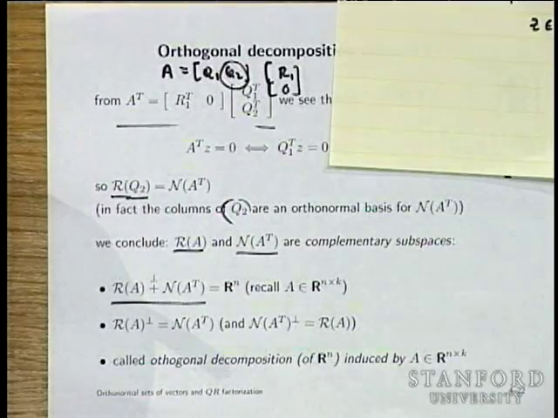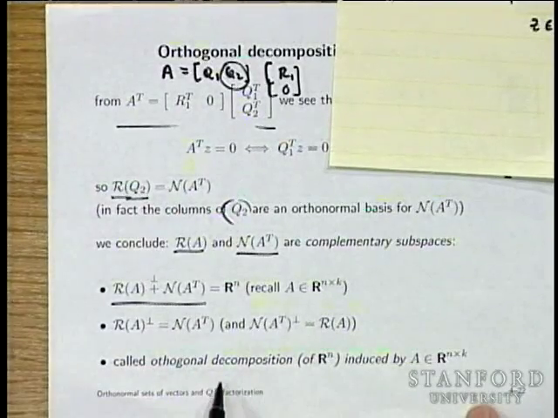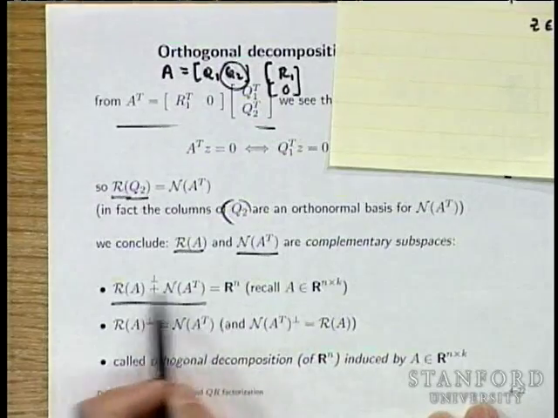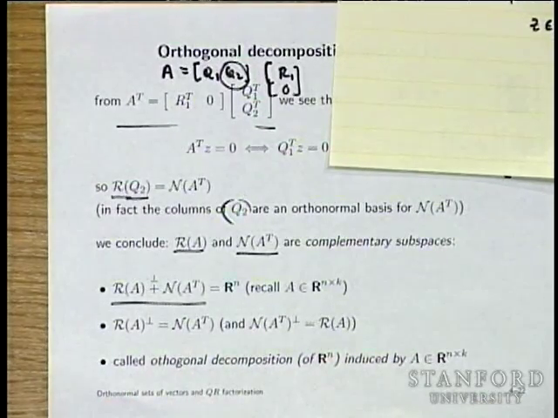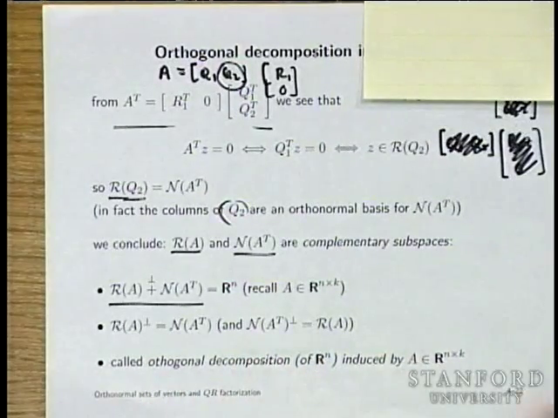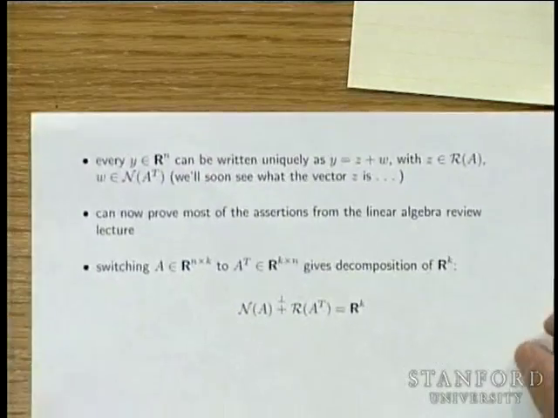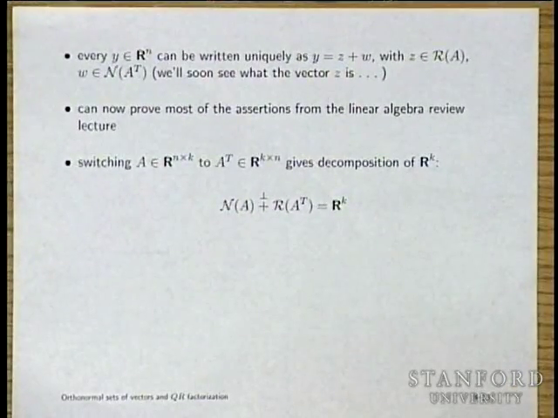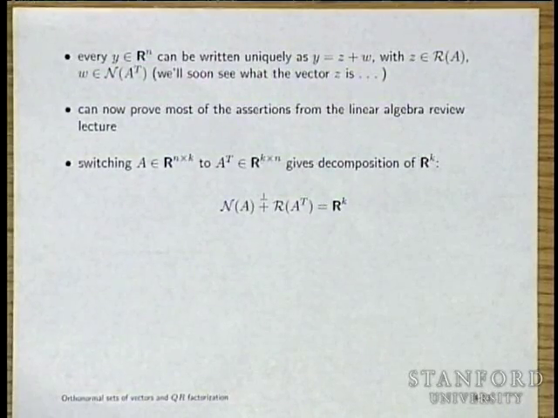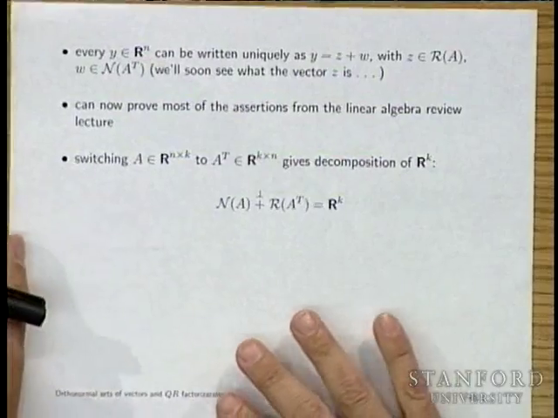Okay? That's what it means. And so people call this the orthogonal decomposition of Rn induced by the matrix A. That's the name for this. And once you know this, we now have a constructive method for doing this. In fact, we simply apply the modified Gram-Schmidt to A. That's the algorithm. If you do that, you can generate this Q1 and Q2.